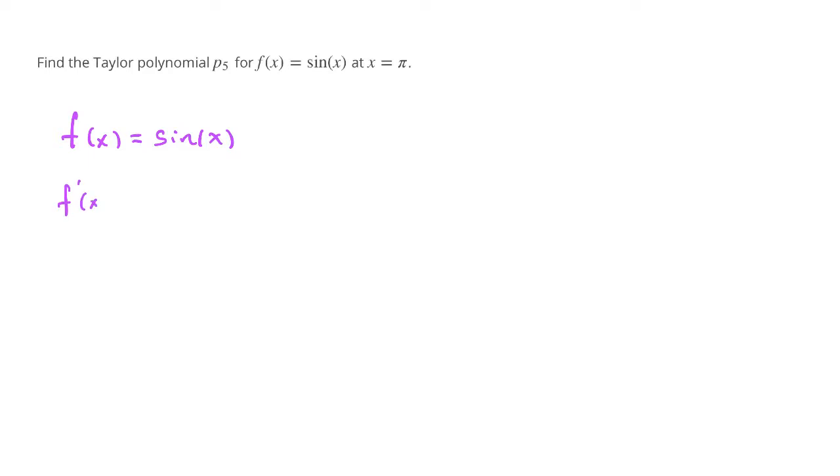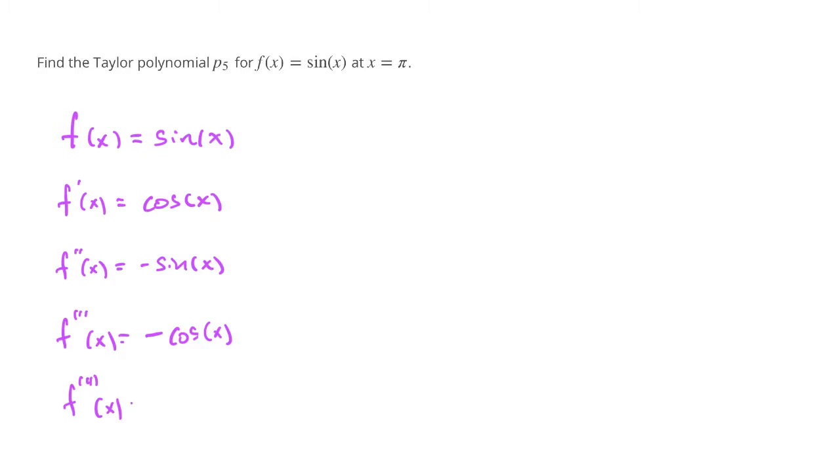For f prime of x, the derivative of sine gives us cosine. For our second derivative, we have a minus sine. For our third derivative, we have a minus cosine of x. For our fourth derivative, now we're back around to sine, and for our fifth derivative, we have cosine again.